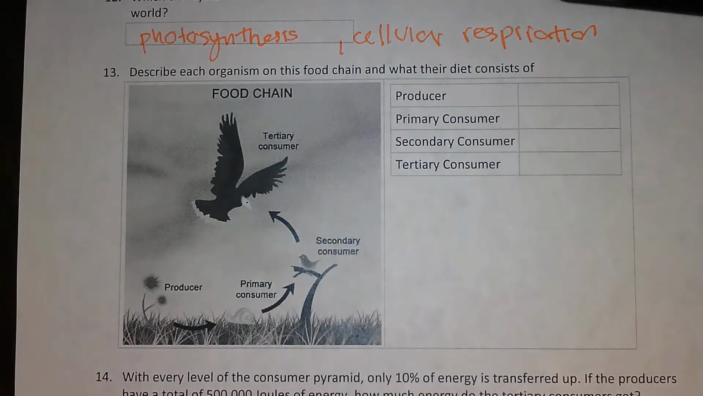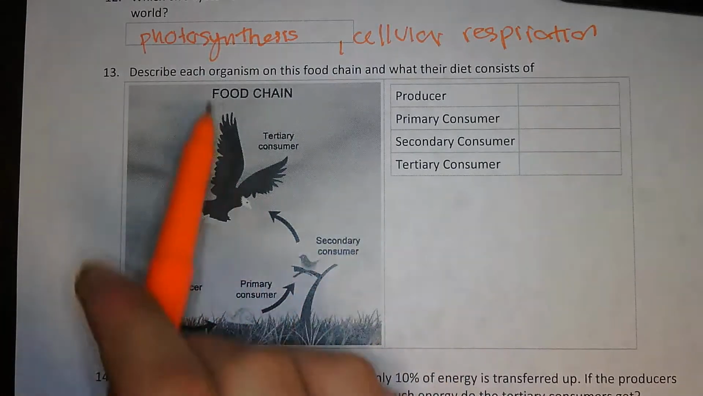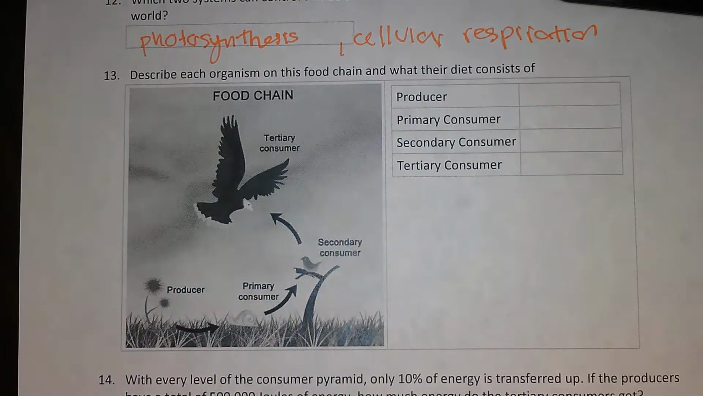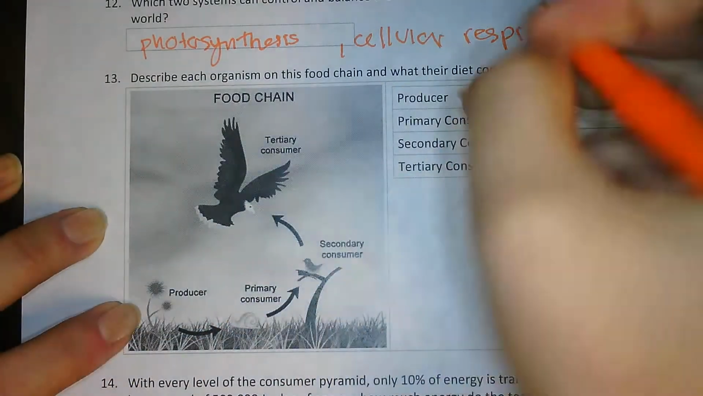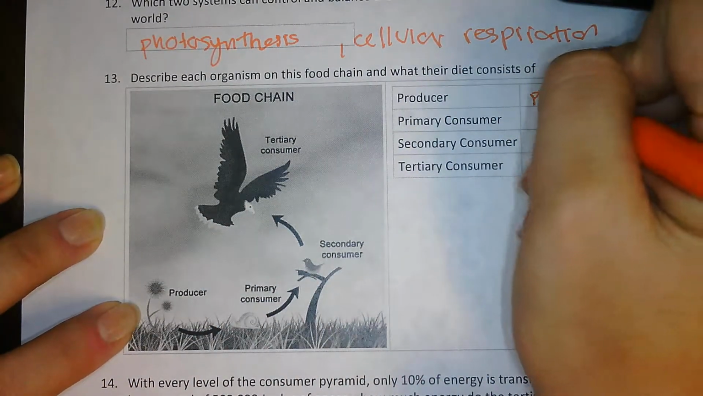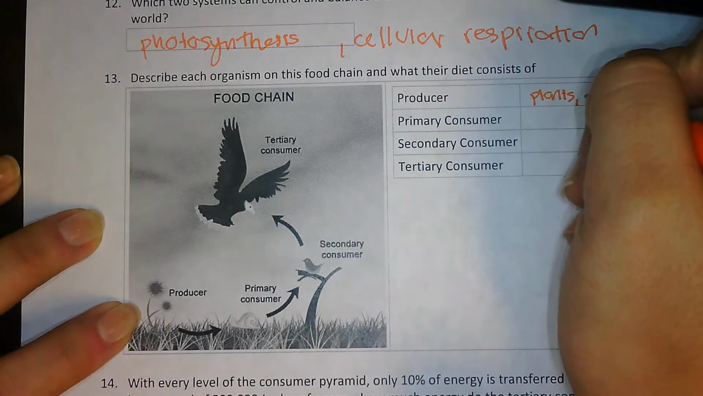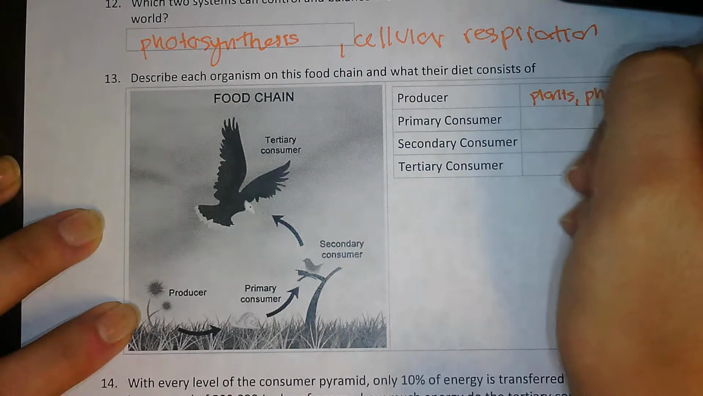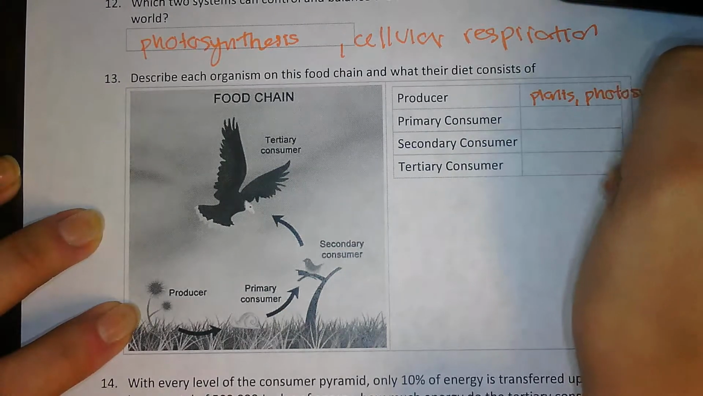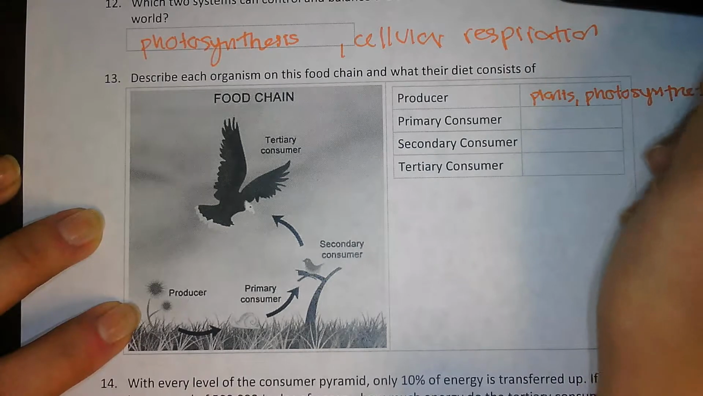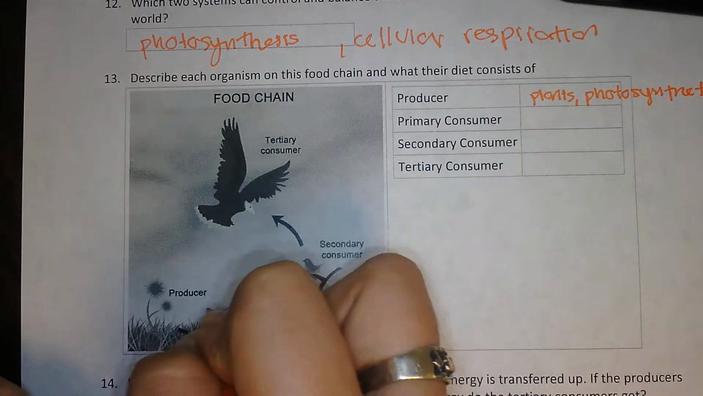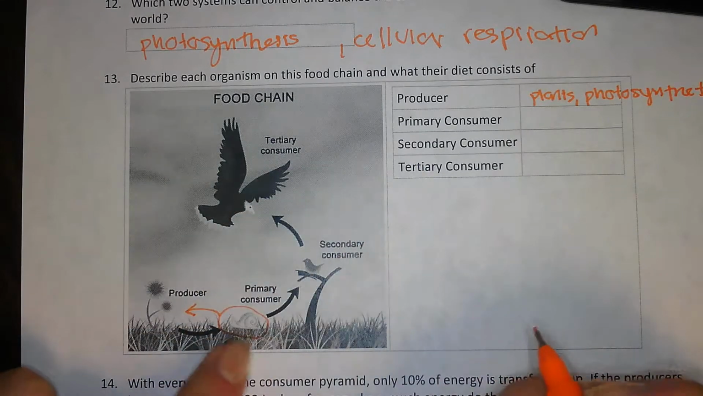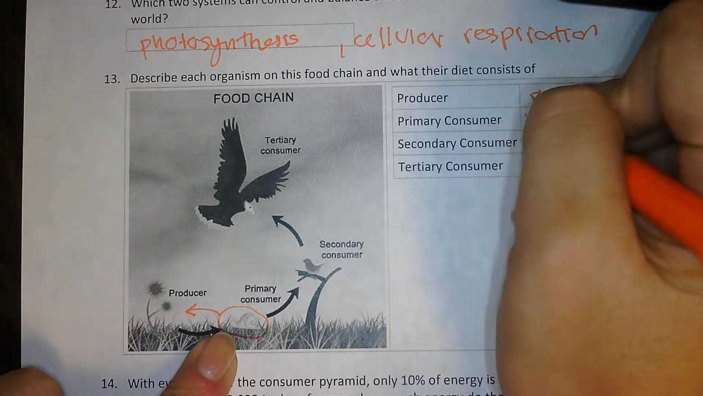All right, now we're moving into things that we didn't get the full chance to go over, so I'm just going to quickly go over this. Number 13, describe each organism in this food chain and what their diet consists of. So the producers are always going to be my plants. They are going to get their food from the sun, so they are photosynthetic. My primary consumer here is a little snail. The snail is going to eat the plant. That means that my primary consumers are usually herbivores.